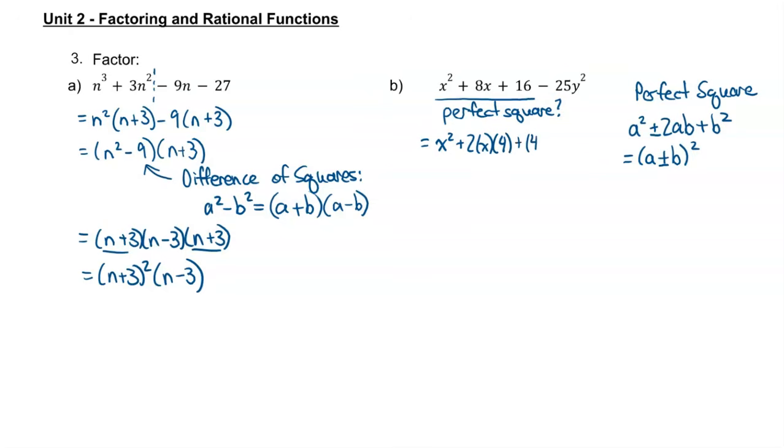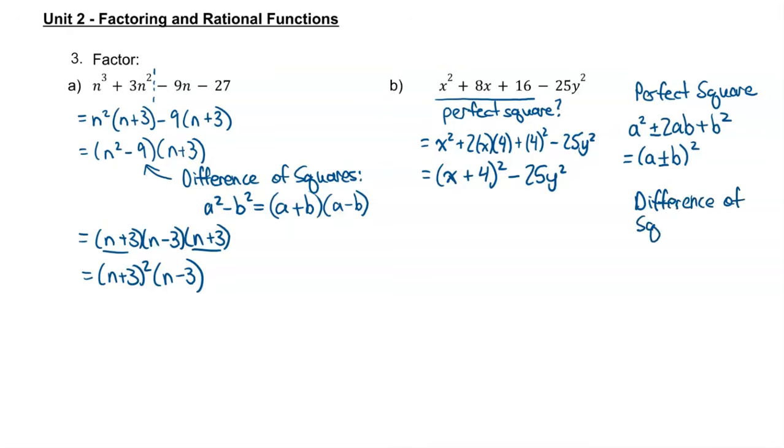So we're going to write that as a squared plus 2 times a is x, and b is 4, plus 4 squared. That's exactly right. So then we can write that as x plus 4 all squared minus 25y squared. Now what we have is one term squared minus another term squared. That is a difference of squares.